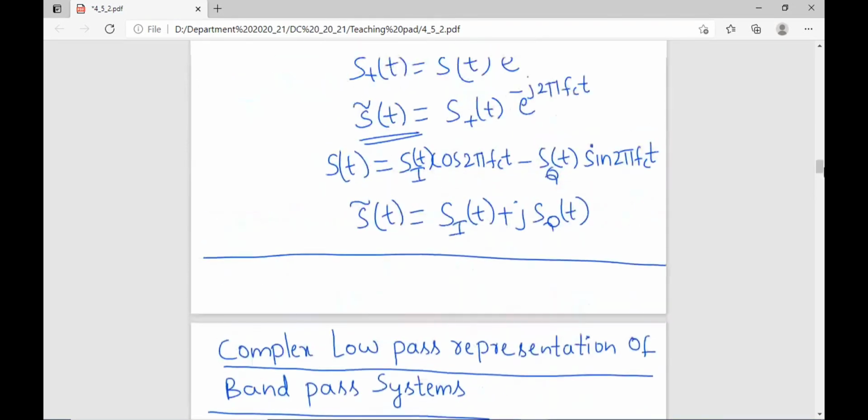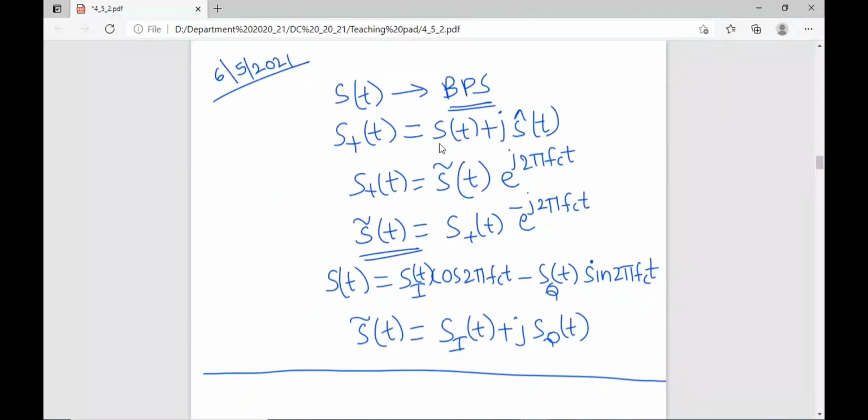Initially, S plus of T is nothing but S of T plus J S cap of T. So I can write S of T as the real part of S plus of T. I've already explained this, but since you got a one day gap, I am just revising that. So RE of S plus of T. S plus of T is nothing but S tilde of T e power j 2 pi FCT. So this entire thing is nothing but S of T.